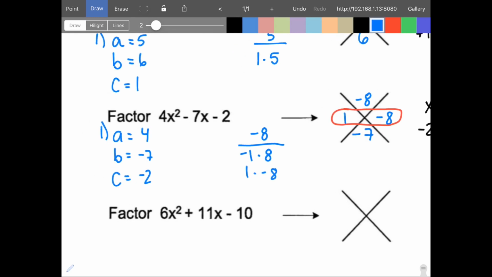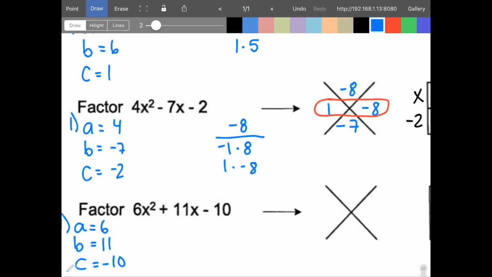Okay, last one. Identify A, B, and C. A is 6, B is 11, and C is negative 10. The next step, multiply A times C. So 6 times negative 10 is negative 60, and it adds up to 11.